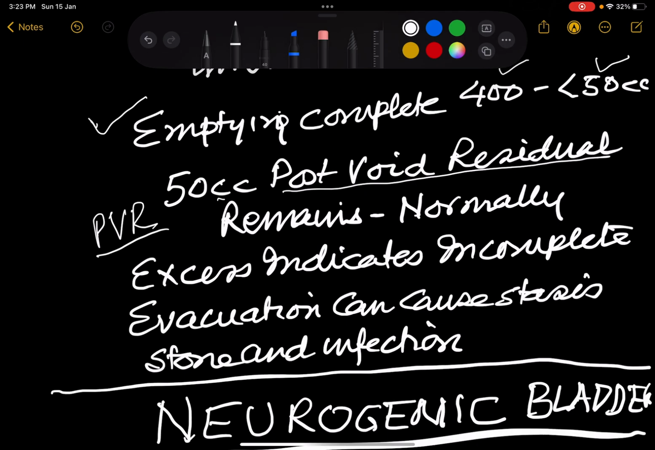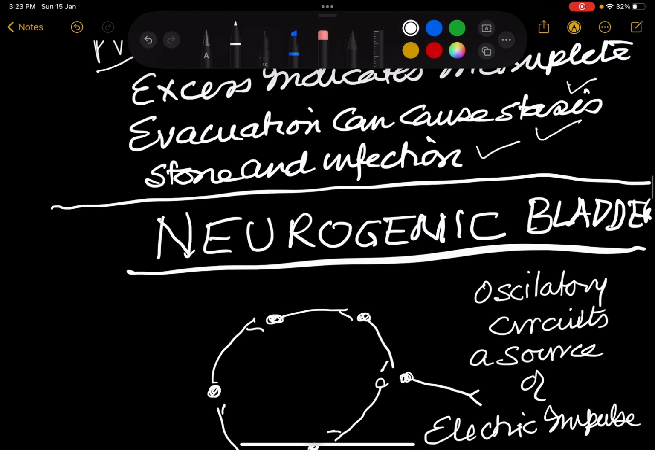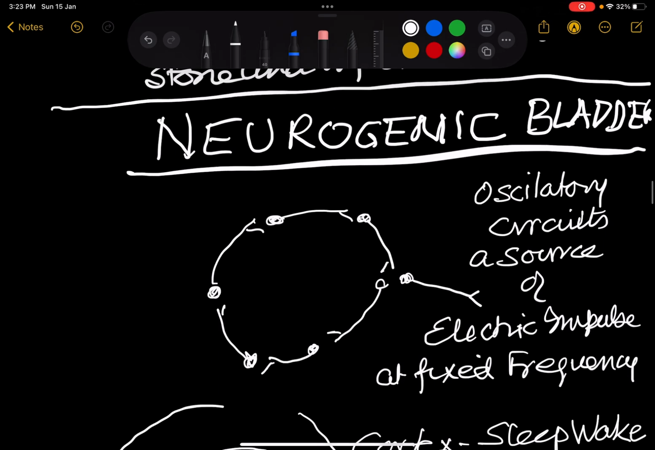Now, excess PVR indicates incomplete evacuation, which can cause stasis, stone, and infection. Now we'll talk of the neurogenic bladder. So first, in the neurogenic bladder, allow me to tell you about the oscillatory circuits in the neuron. Oscillatory circuits are circular. They come back where they started. So they are like a circle.